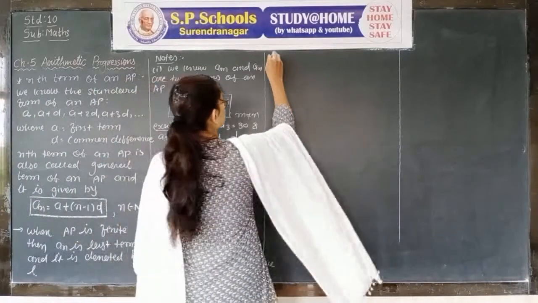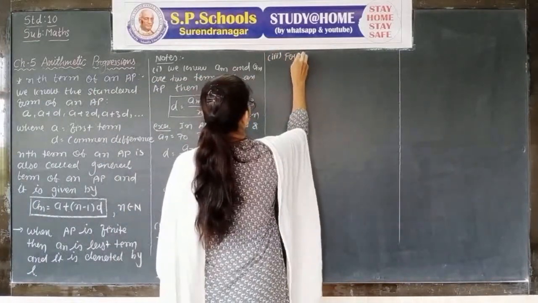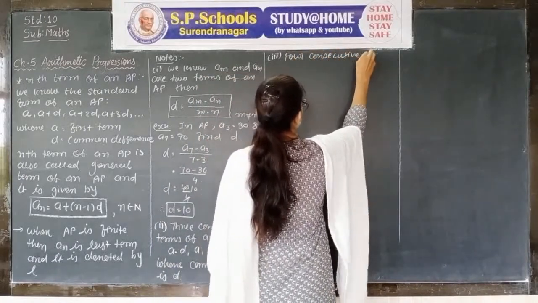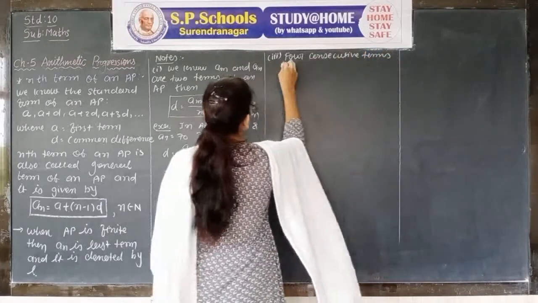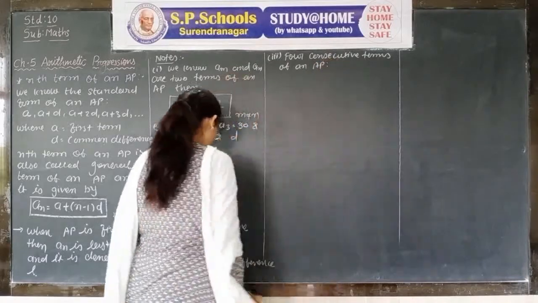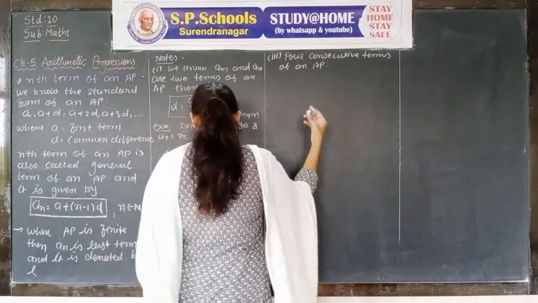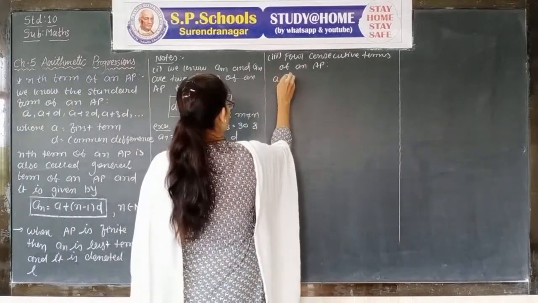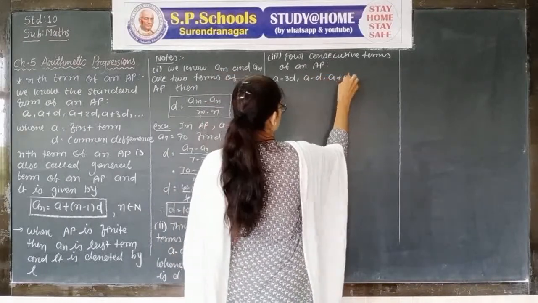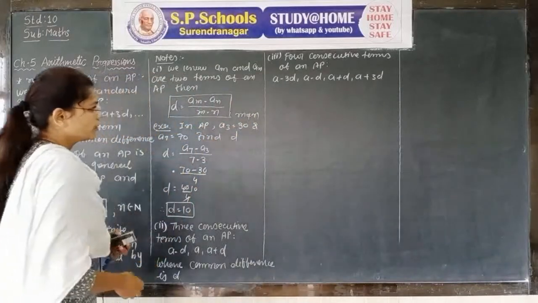Now the 4 consecutive terms of an AP. 4 consecutive terms of an AP are A minus 3D, A minus D, A plus D and A plus 3D. Compulsorily take these 4 consecutive terms.